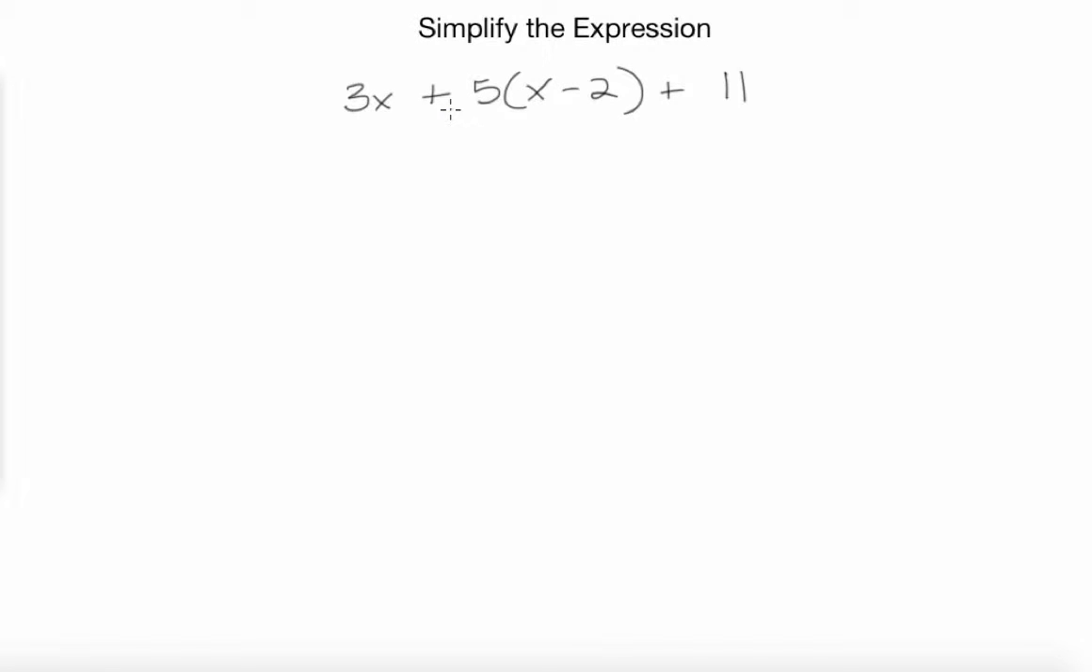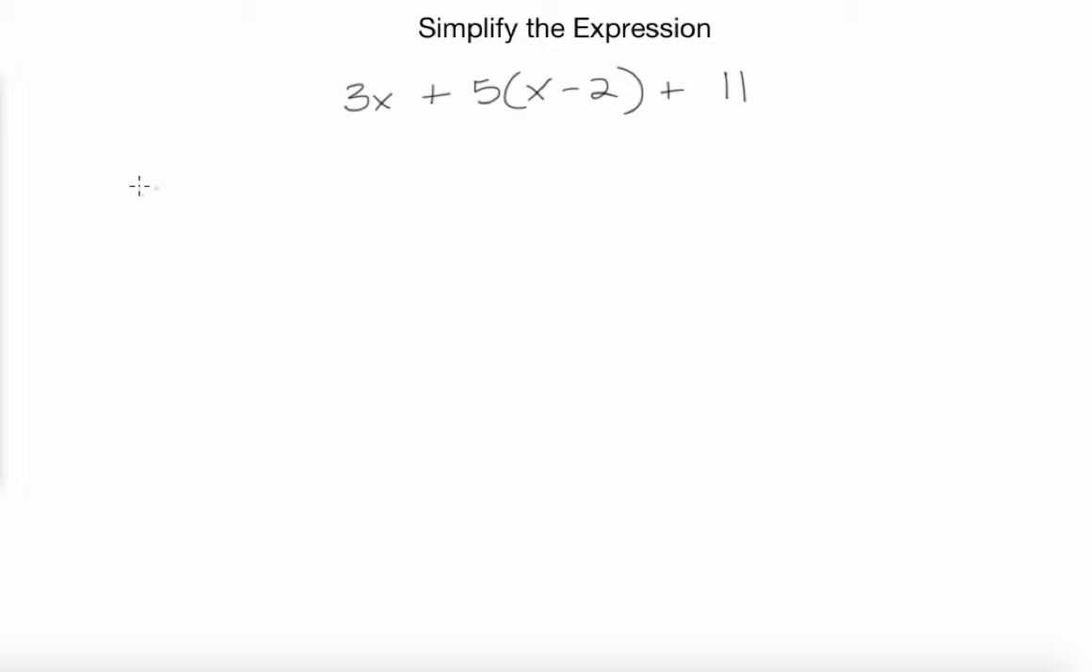Simplifying expressions. I'm asked to simplify the expression 3x plus 5 times (x minus 2), in parentheses, plus 11. So we've been talking about like terms, adding and subtracting like terms, and the distributive property. Now we're starting to combine a lot of these ideas together into one big expression and think about how we can use algebra to simplify things down. Put things together, make things simpler.